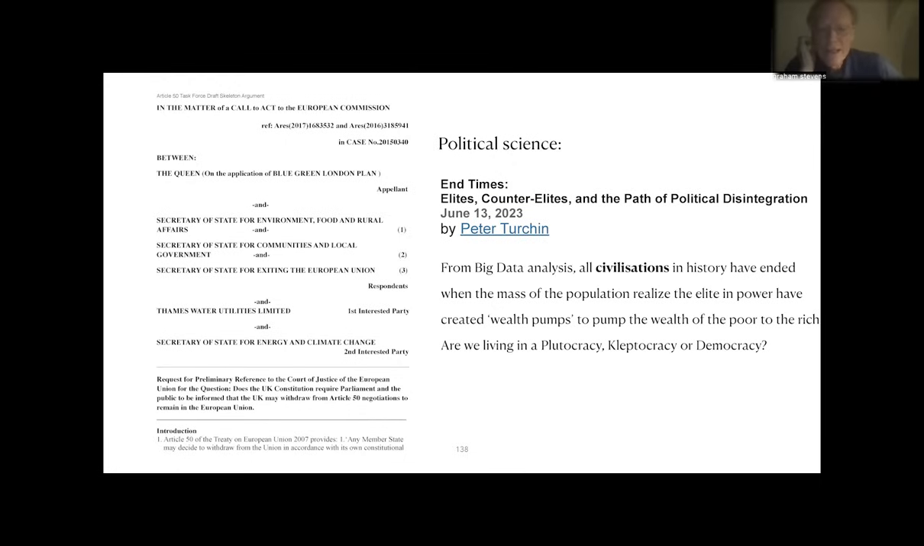From big data analysis, all civilizations in history have ended when the mass of the population realized the elite in power have created what he calls wealth pumps, to pump the wealth of the poor to the rich. So one has to ask, in the current situation, if we're living in a plutocracy, a kleptocracy, or a democracy.